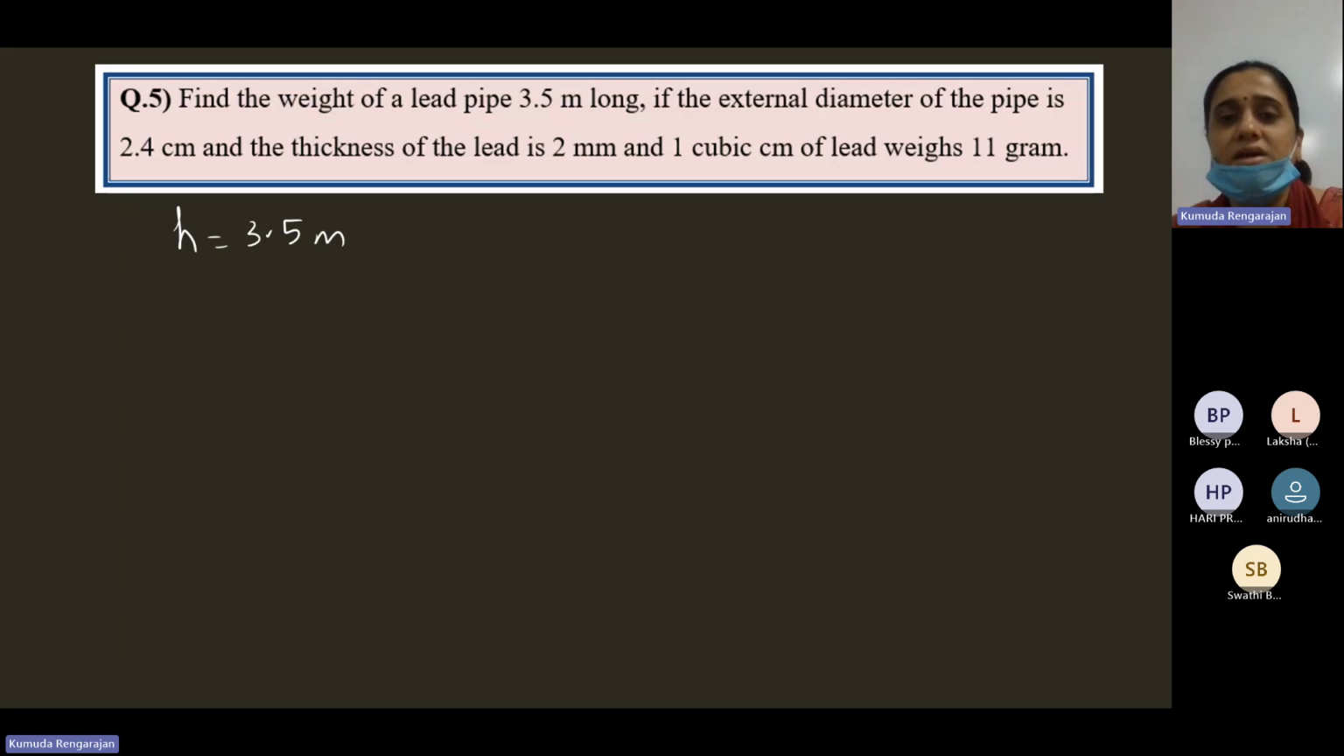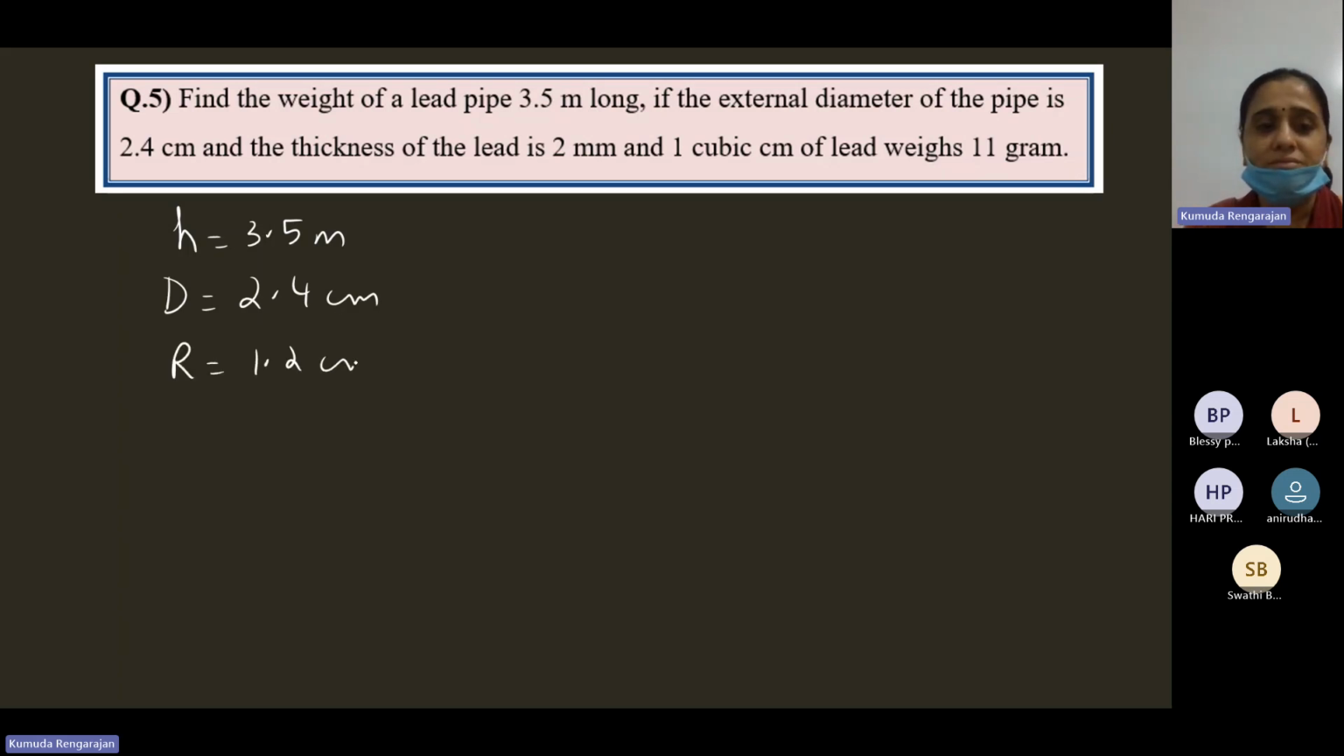Let's read to understand that. If the external diameter, so capital D, is 2.4 centimeters, so what's the value of capital R? 1.2 centimeters. Yes or no? And the thickness of the lead, yeah, the wall is thick. The thickness of the lead is 2 millimeters.